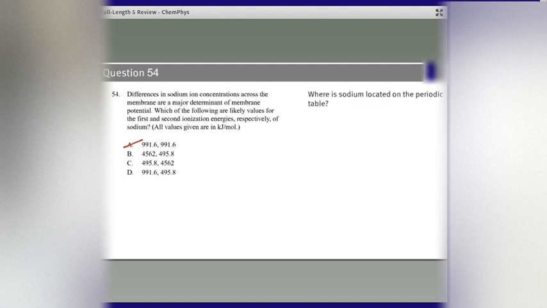So is my first ionization energy going to be bigger or smaller than my second ionization energy? Remember, ionization energy is just the amount of energy it would take to pull off one electron. It has to be relatively smaller. Well, the only answer choice that has the second ionization energy being higher is C. And I'm done.